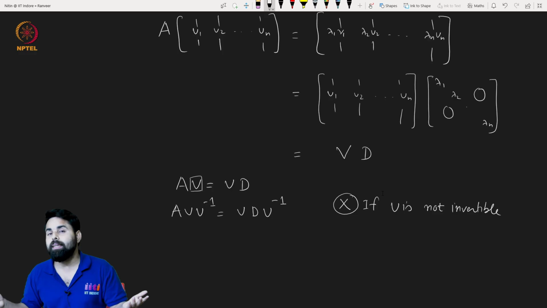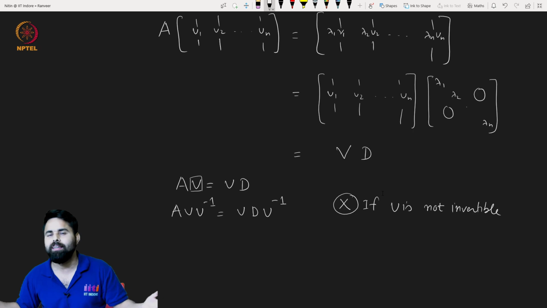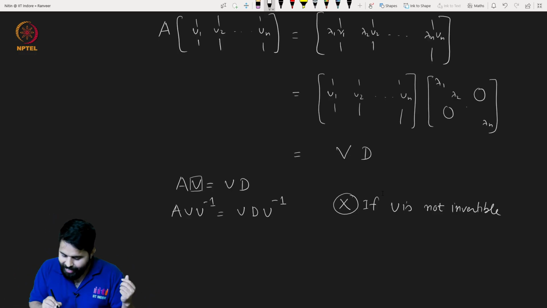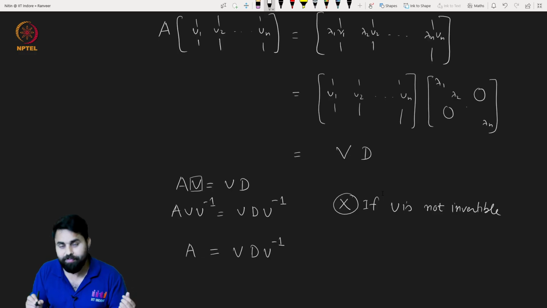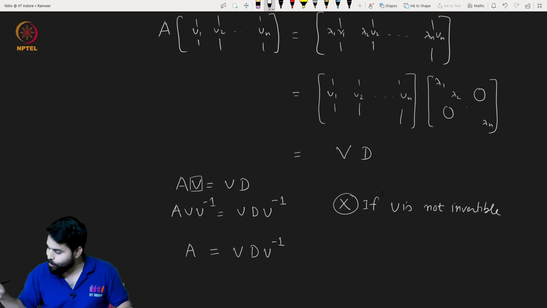So for the matrix A, if I can find eigenvectors v1, v2 up to vn, and if they are all linearly independent to each other, so they form a linearly independent set, then I can safely write A equal to V D V inverse. What is the use of this equation for such a matrix, where you can find eigenvectors which form a linearly independent set? The use is this.